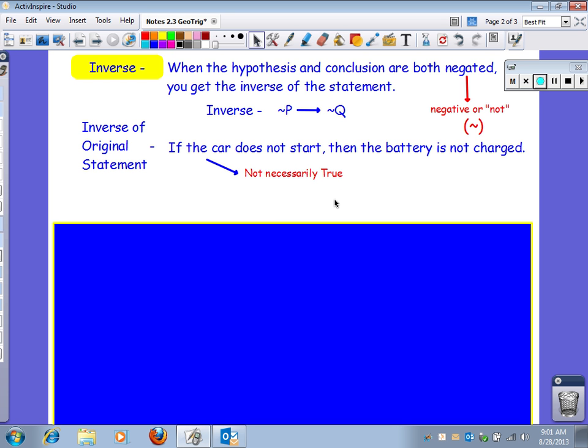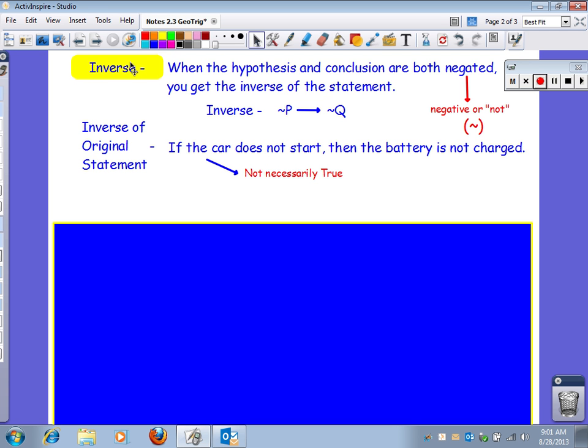Now, we know the conditional statement was true, but we found out that the inverse was not necessarily true and the converse was not necessarily true. Just because the conditional statement's true doesn't mean the inverse and the converse have to be true. Now, they might be true. If the car doesn't start, maybe the battery wasn't charged, but that's not the only reason the car won't start. But you have to know that if the car started, the battery had to have been charged. So that conditional statement had to have been true.